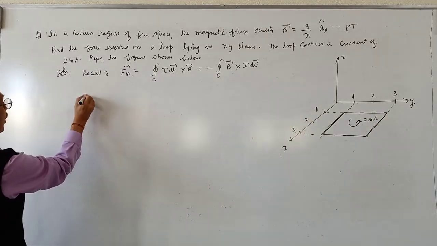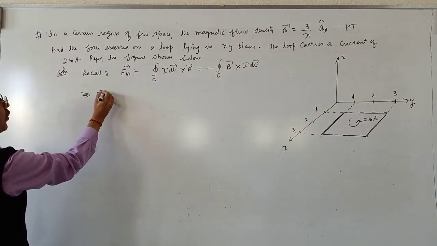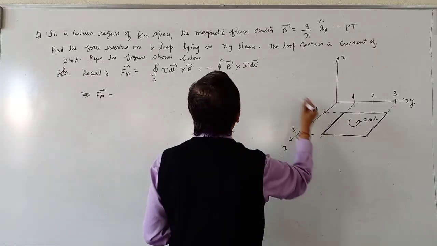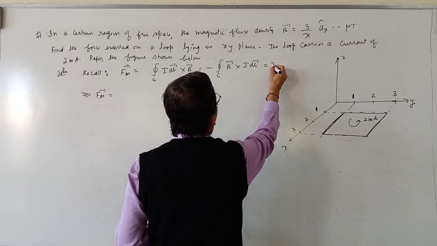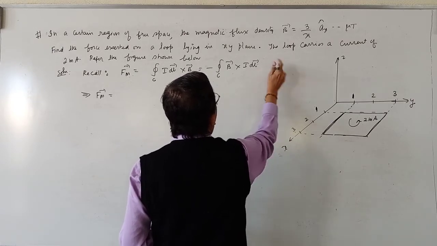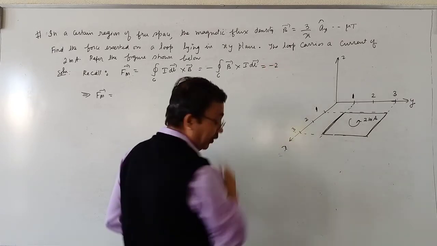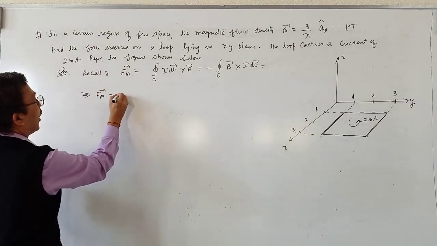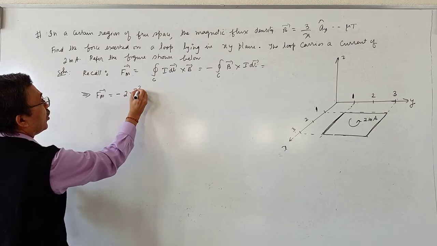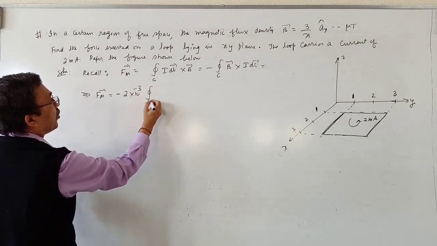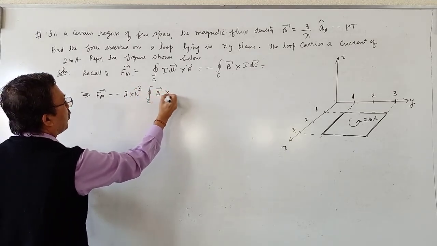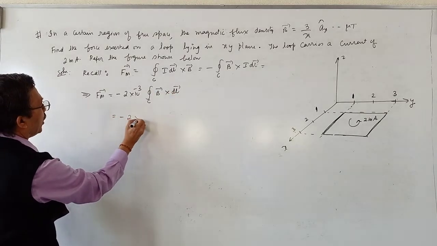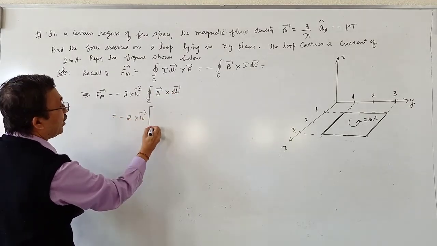This implies vector Fm is equal to, what is the current given in the problem? 2 milliamperes. Therefore this is nothing but minus 2 into 10 to the power minus 3 times the contour integral C of vector B cross dl.